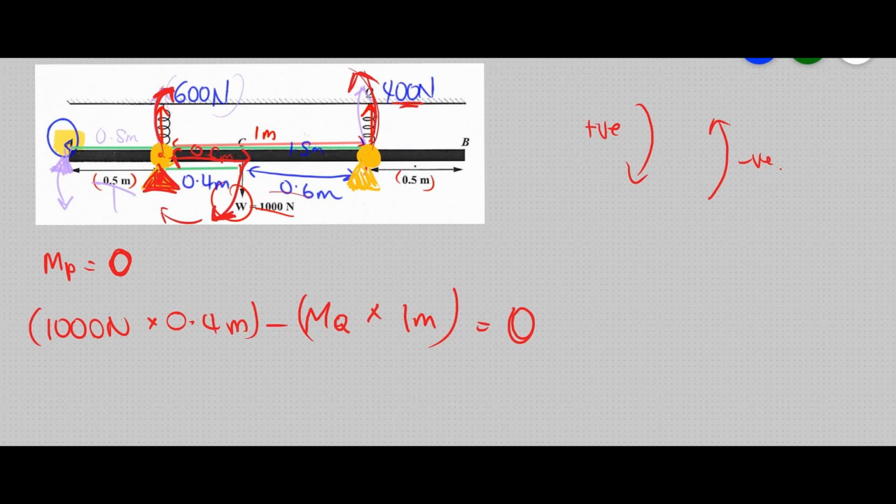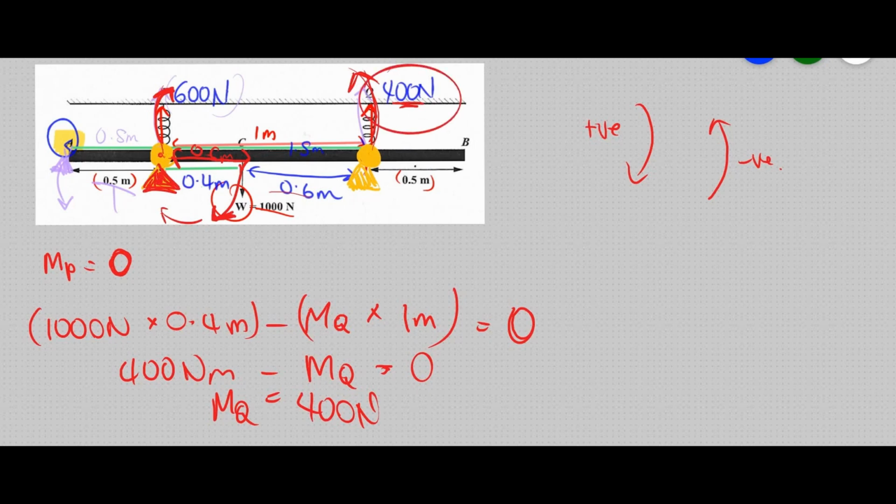It would be 400 Newton meters multiplied by MQ, which is equal to 0. And thus MQ, the moment provided by the spring Q, should be 400 newtons, right? So we got back the same answer that we got here, which shows that it's valid enough for it to be closer to P rather than to Q.